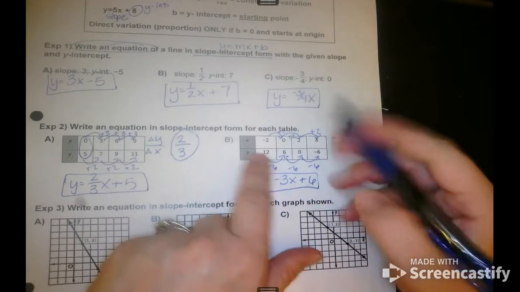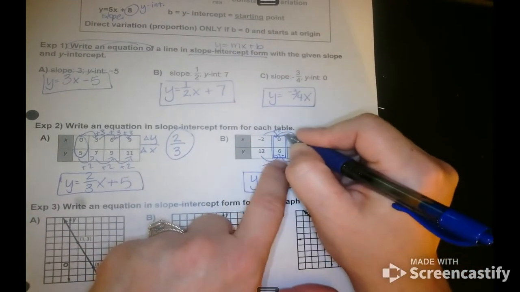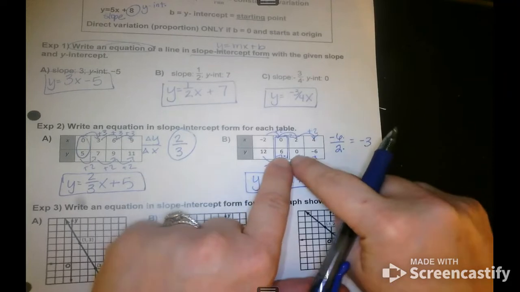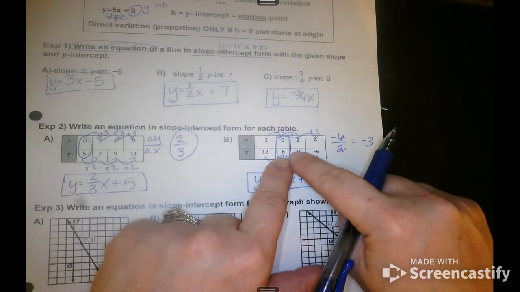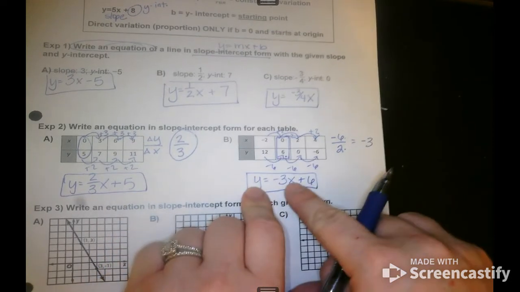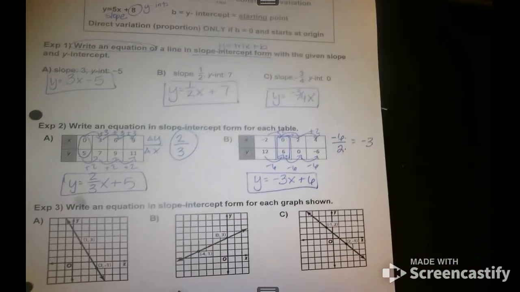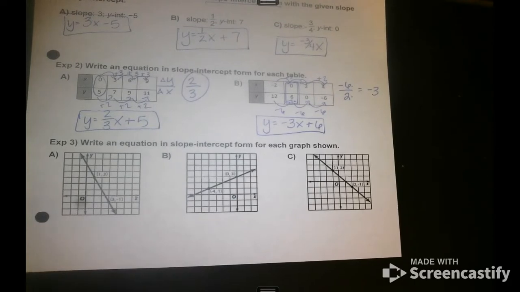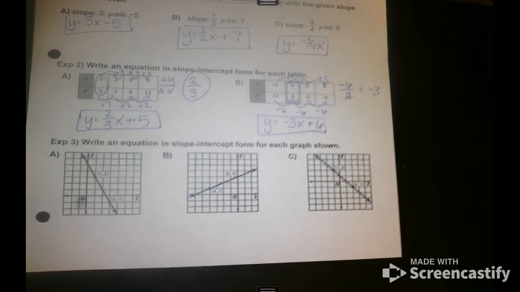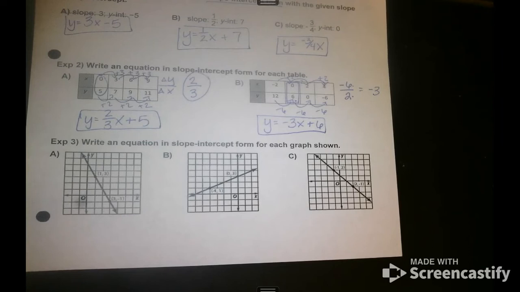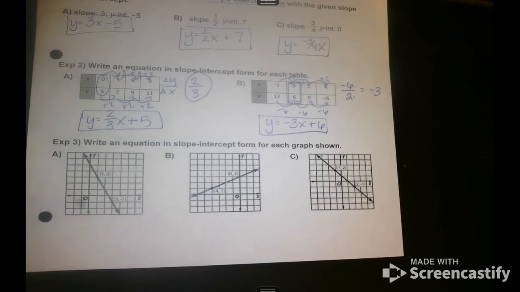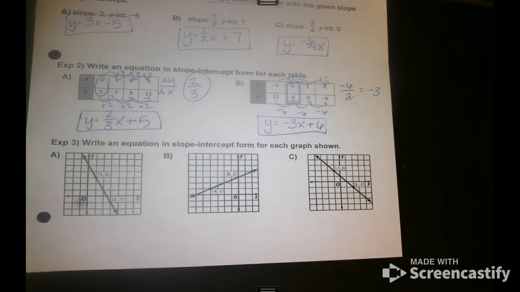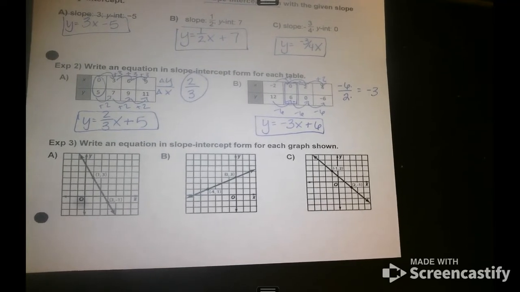The plus 6, Connor, is because right here I look for (0, 0), or where my x is at 0, what is my y? So it's just 6. If it had been a negative 6, I would have put minus 6. To me these are the easiest, but a lot of kids last class period made it a little bit harder.